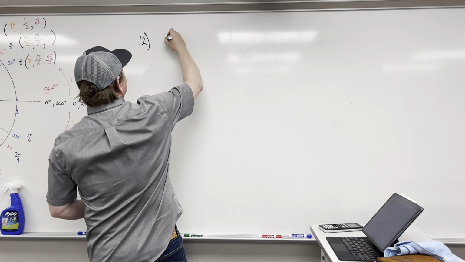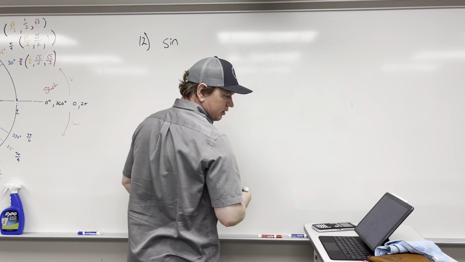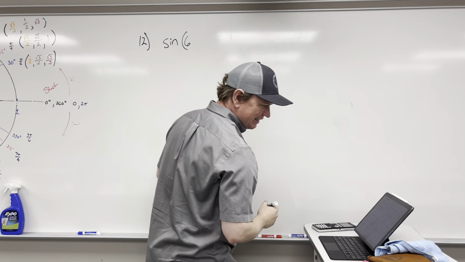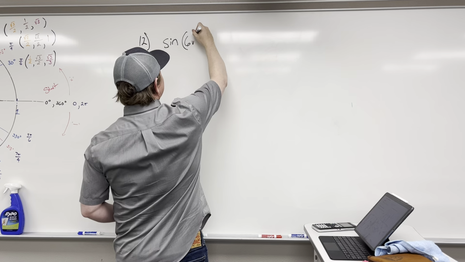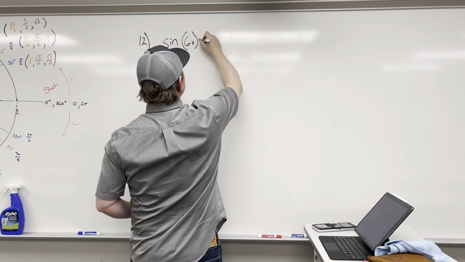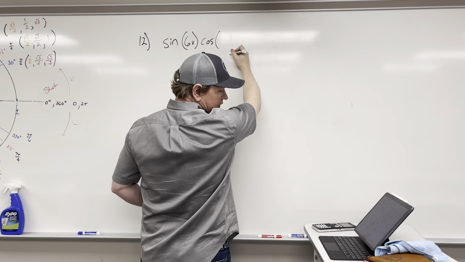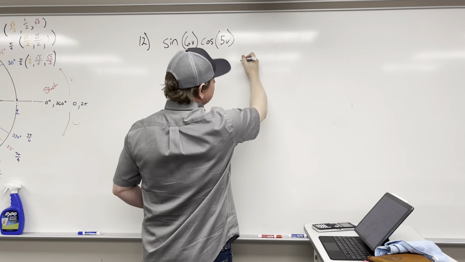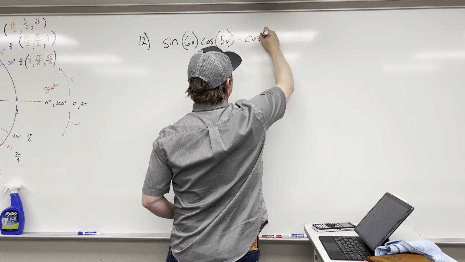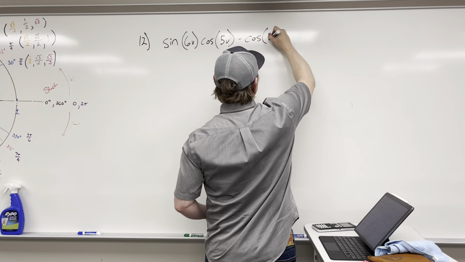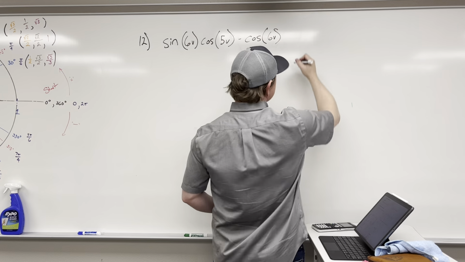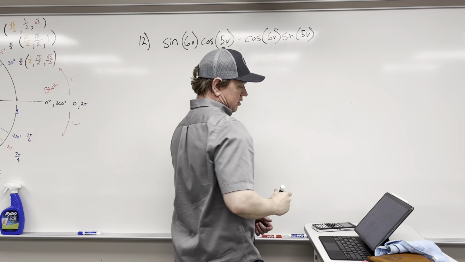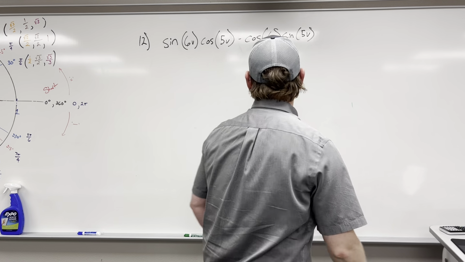So I have sine of 6v cosine of 5v, minus cosine of 6v sine of 5v. Okay, right on. All right, sweet.